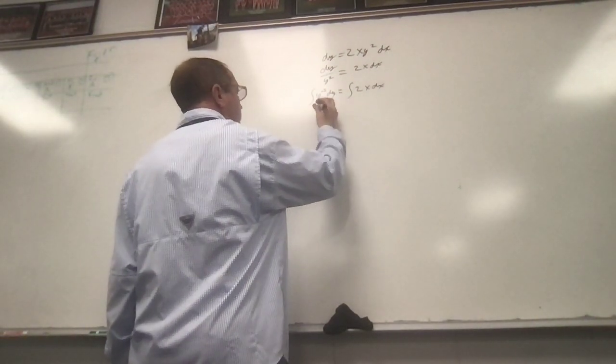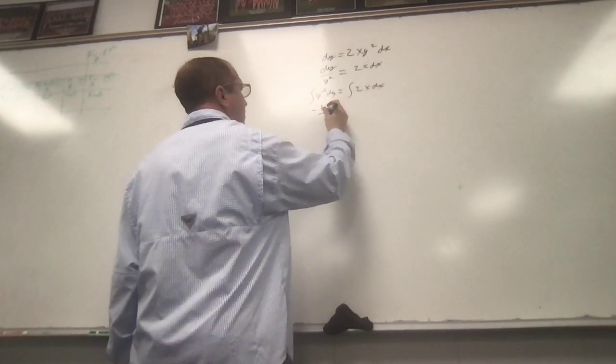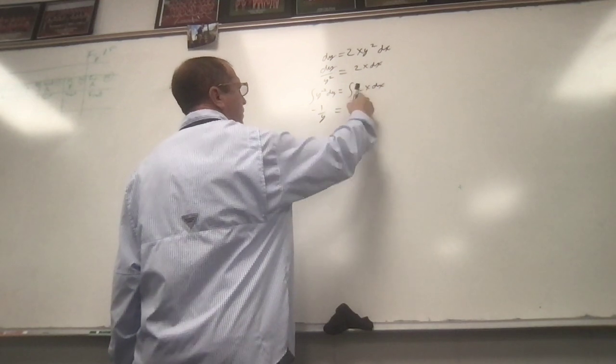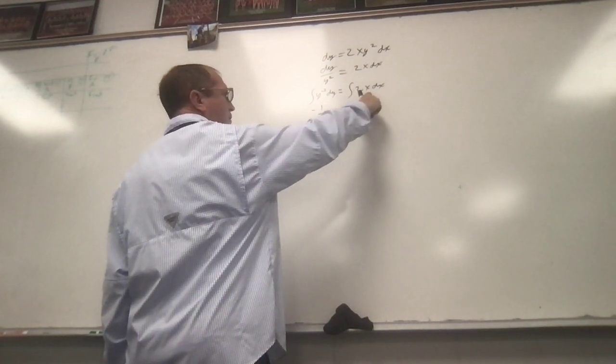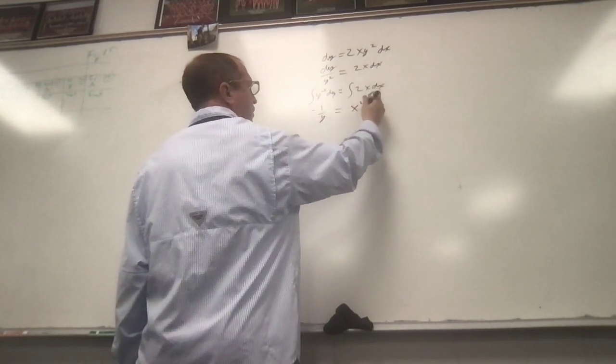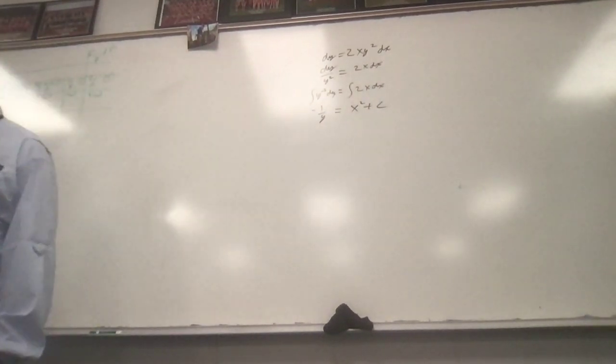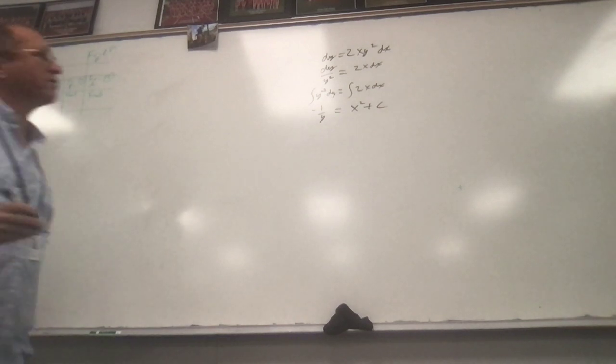Negative 1 over y. And this would be 2x squared over 2, right? Which would just be x squared and then plus our constant. Oh, I never gave us the initial condition. The initial condition for this problem is that y of 0 equals 1/2.